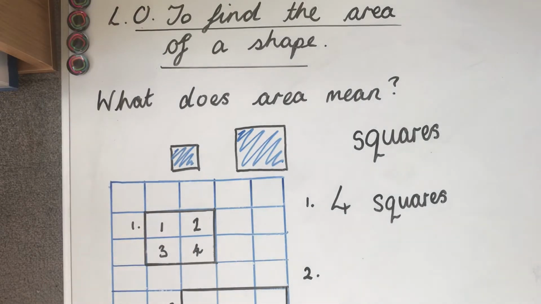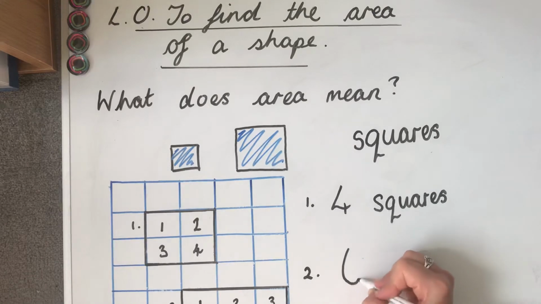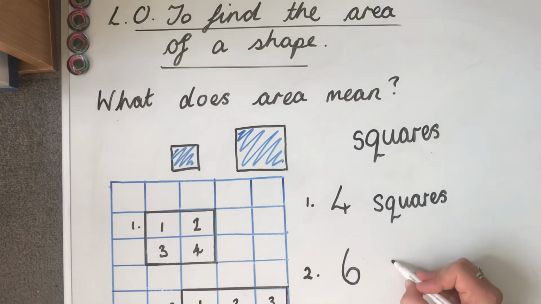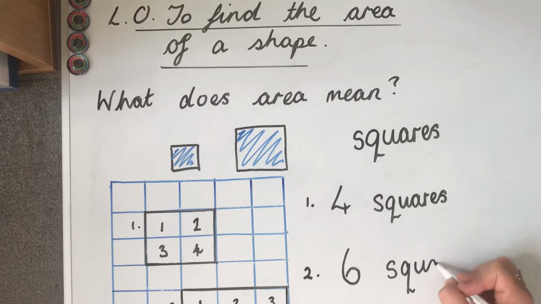Shape number 2, let's count how many squares are in that one. So we've got 1, 2, 3, 4, 5, and 6. So that means that shape has an area of 6 squares. So shape number 2 has an area of 6 squares.